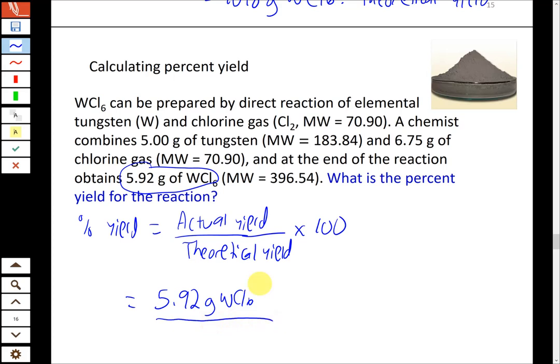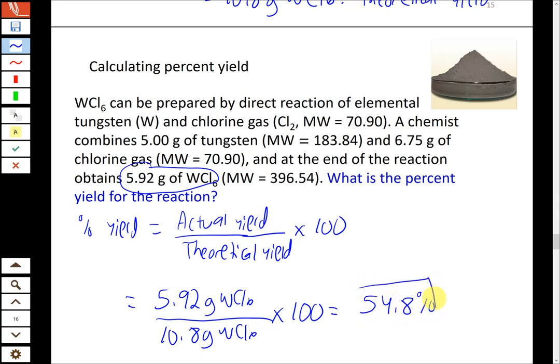The theoretical yield we just calculated is 10.8 grams. And we just multiply that by 100. And we get 54.8%. All right, so that means we got 54.8% of the product that we could have gotten if everything had gone perfectly. Now, is that good?